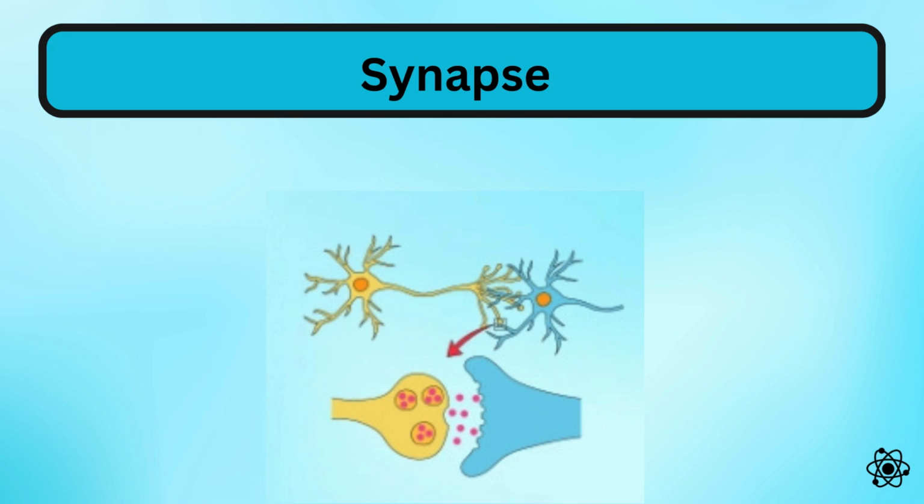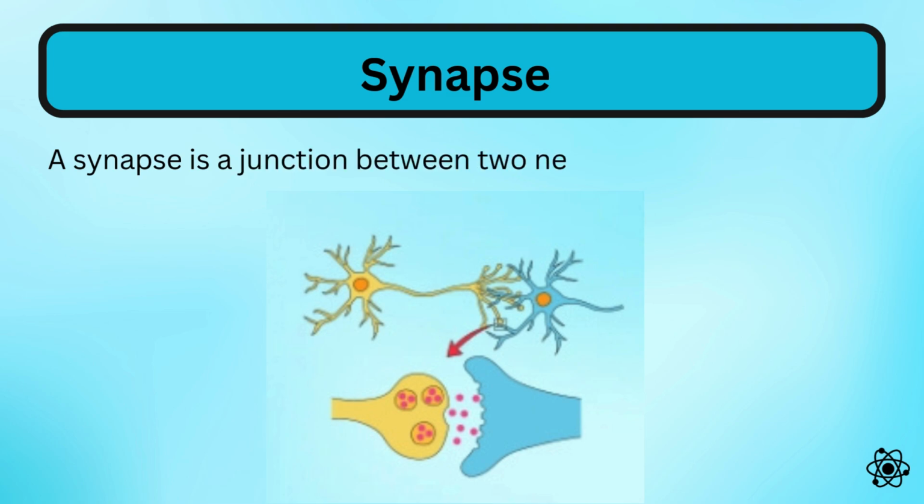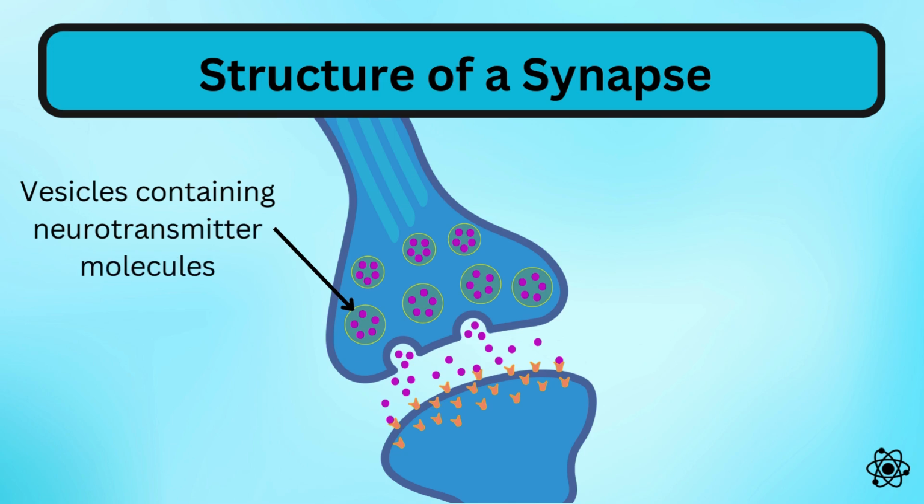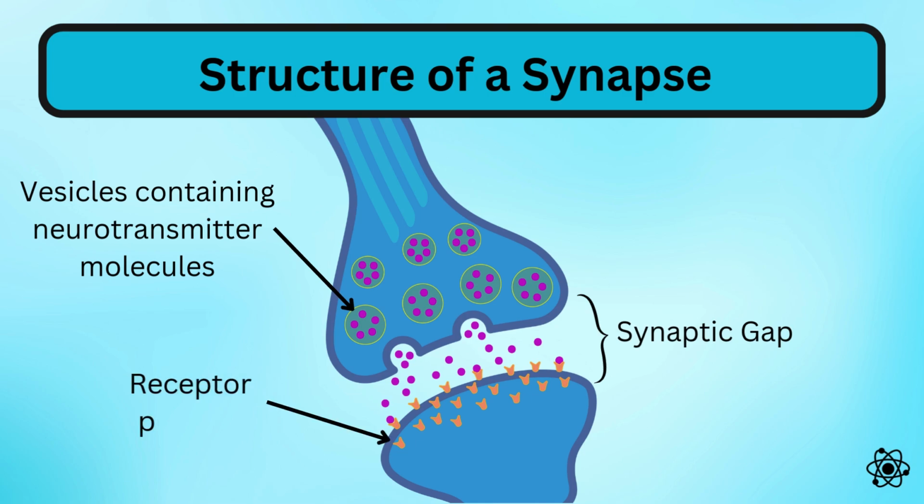Next, synapse. A synapse is a junction between two neurons. Neurons never touch each other, so they have gaps in between them called synapses. Let's look at the structure of a synapse. These are vesicles containing neurotransmitter molecules. This is a synaptic gap, and these are receptor proteins.